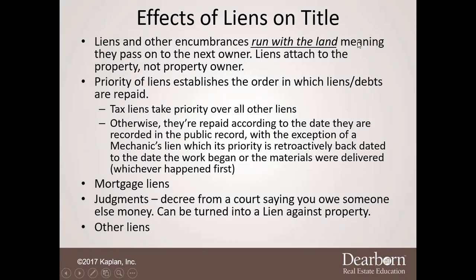Liens and other encumbrances, they run with the land. That means they pass from one owner to the next. So you probably need to pay that off if you want to be able to sell that property, because anybody who's going to buy it is going to do a title search most likely, and they're going to uncover it. That's why caveat emptor, it means let the buyer beware. If the buyer wants to find out if there's a problem with the ownership of the real estate, it is up to the buyer to do the title search and find it out.